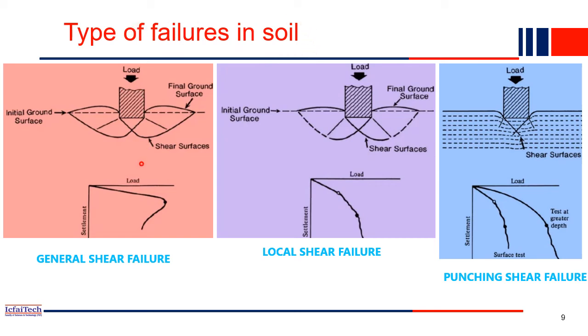So when settlement takes place, when the foundation settles in, then we call it the soil has failed. So we have basically three types of failures. First one is general shear failure, second case is local shear failure, and third one is punching shear failure. There are three kinds of failures. So what is general shear failure?